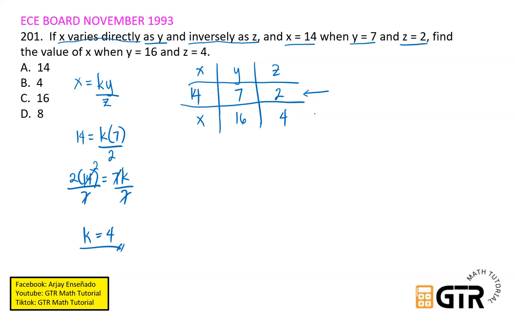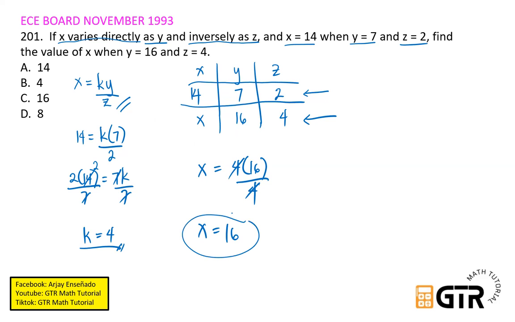And then substitute naman natin itong second triple natin dito sa equation pa rin na ito. So we have x ang hinahanap. So x is equal to k, may value na tayo ng k. K is equal to 4. And then y is equal to 16. And then our z is equal to 4. So therefore, the value of x is equal to, we can cancel the 4. 4 divided by 4, that is 1. The value of x is equal to 16. The correct answer is letter C.